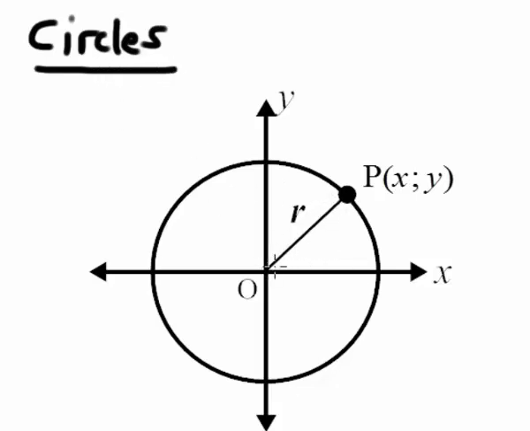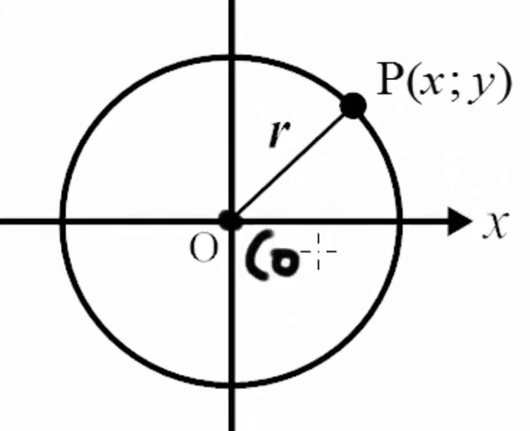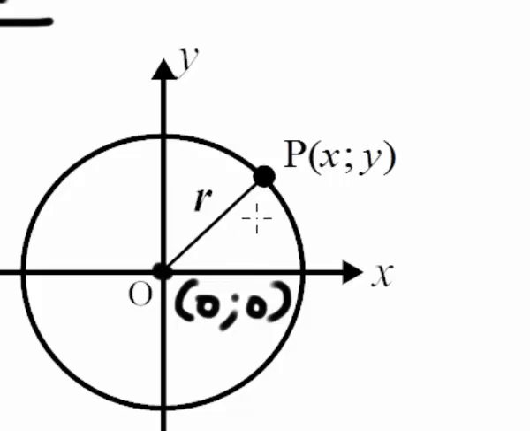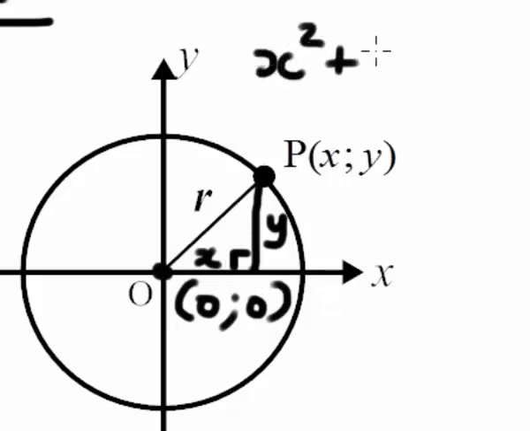It's got a radius. There's a point P(x, y) on the circle, and the circle has its center at 0, 0. The center of the circle is at 0, 0. Now, the equation of the circle: if I drew a triangle here, if you remember from earlier years, that would be y and that would be x. Okay, now from Pythagoras, x squared plus y squared is equal to r squared.